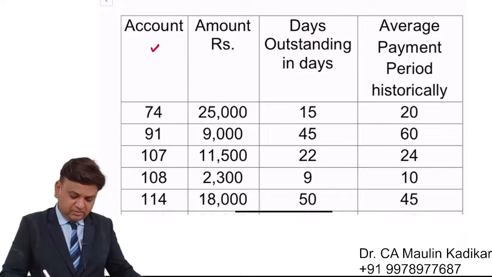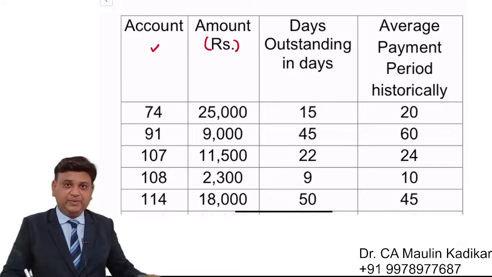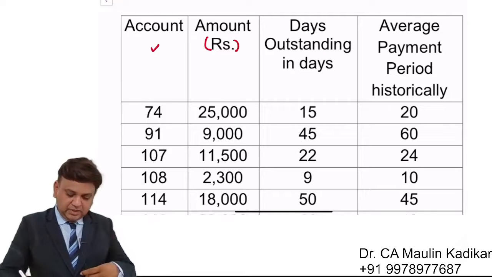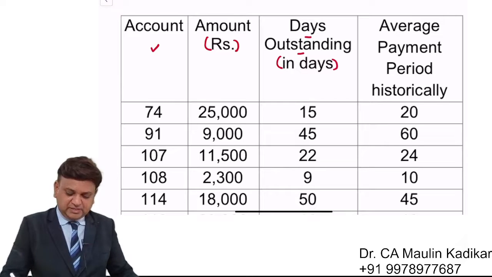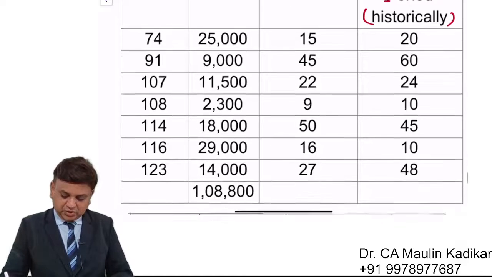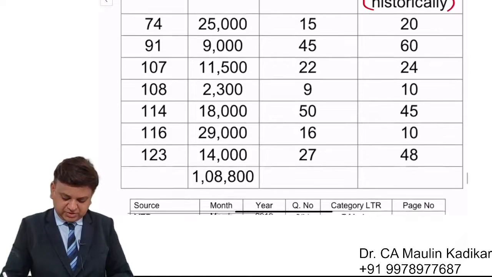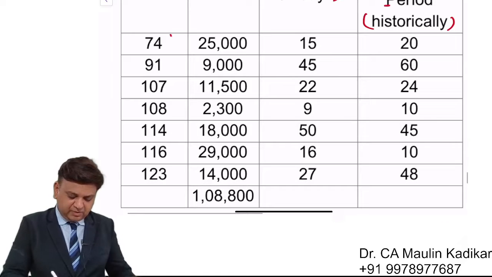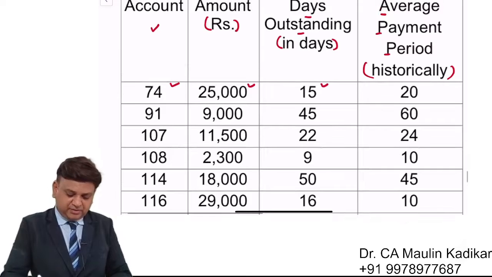Account number is given, amount is given in rupees term, days outstanding is given, this is in the days term, average payment period historical is given. So this information is provided to us. So account number is given, amount is given, days outstanding is given.